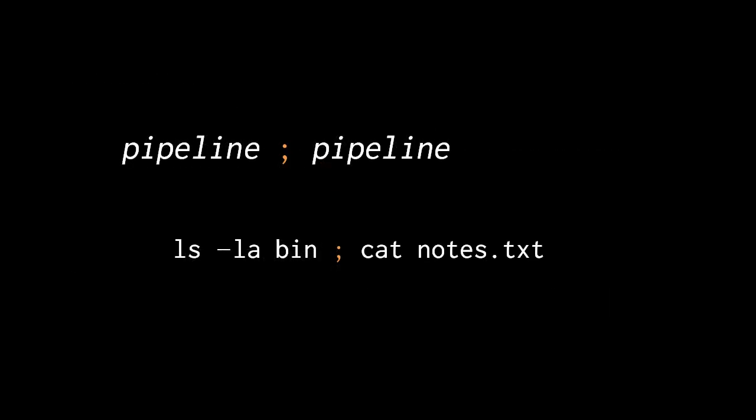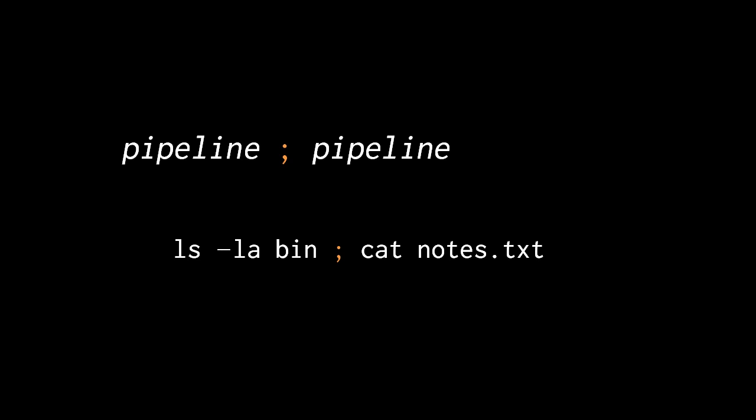Here, for example, we have two pipelines, the first consisting of just the command ls, and the second consisting of just the command cat. Cat is a standard Unix command, which in this case will print out the content of the notes.txt file to standard output. But in any case, what happens here is that the shell will execute the first pipeline first, wait for it to finish, and then execute the second pipeline. So ls will run and complete first before the shell executes cat.